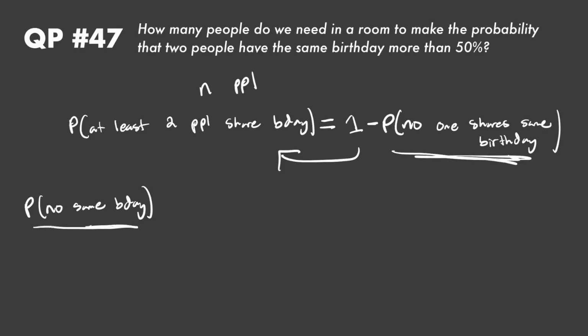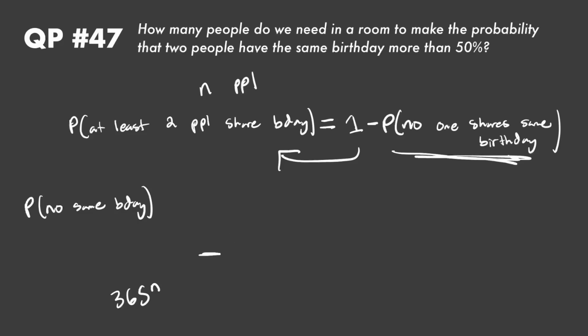Well, this right here is just a combinatorics question, right? If we have n people in a room, the total number of birthday combinations that they could have is, first of all, 365 for the first person, because there's 365 days in a year. And for the second person, they could also have any of 365 birthdays, right? And basically, it's just going to be 365 to the power of n total combinations of birthdays that these people could have. Now, what are the combinations if we impose a rule that no one can have the same birthday?